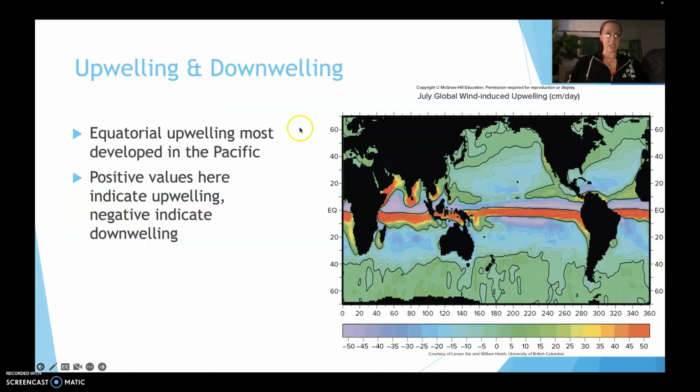So if we were to look really quick, very last thing here at the upwelling and downwelling, we have the equatorial upwelling, which is most developed in the Pacific Ocean. These positive values here indicate upwelling and negative values indicate downwelling. So we can see that there's a little couplet here of surface upwelling and surface downwelling in this area for the month of July, through this wind-induced upwelling in centimeters per day.